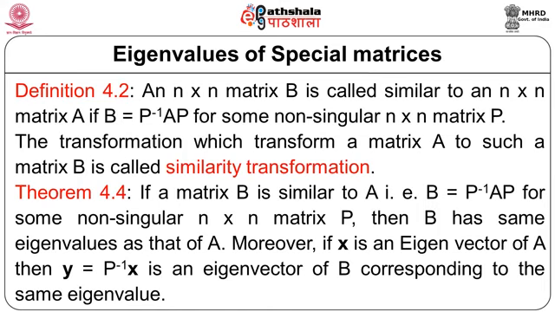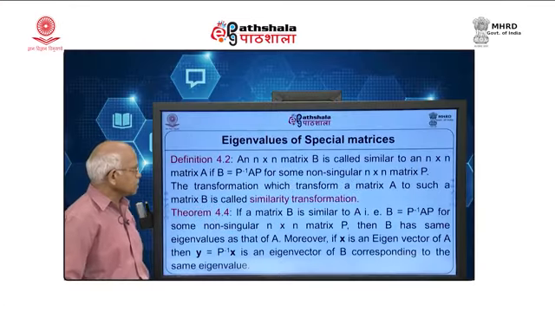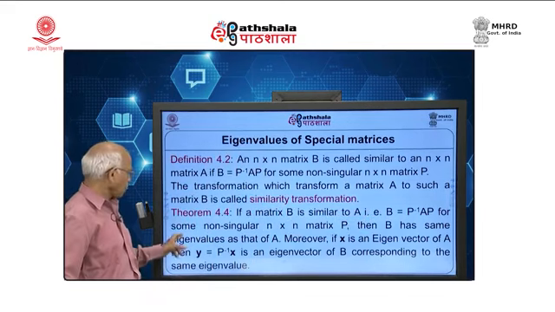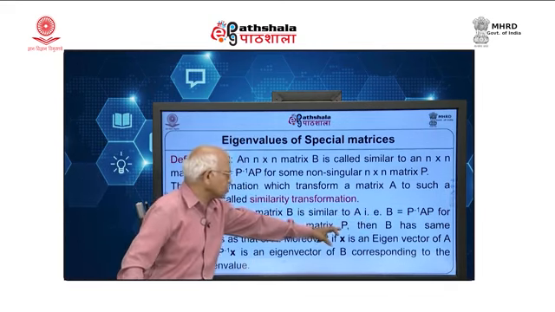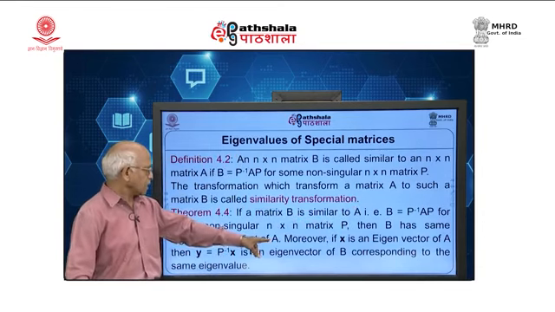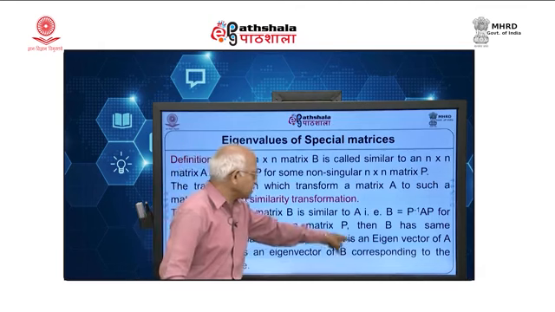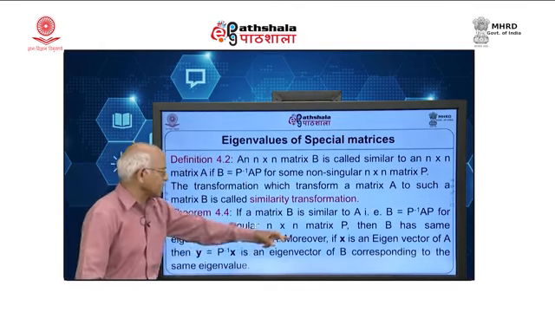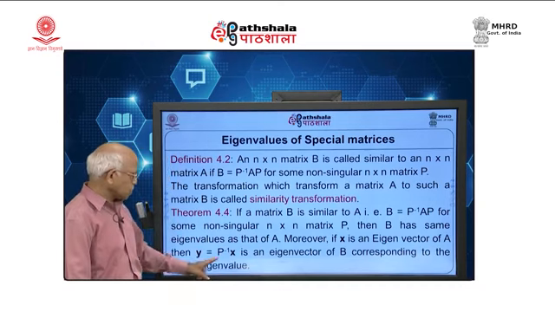Now, in the context of eigenvalues and eigenvectors, we have this theorem that if a matrix B is similar to matrix A, that is B equal to P inverse A P for some non-singular n cross n matrix P, then B has the same eigenvalues as that of A. And not only that, moreover, if x bar is an eigenvector of A, then y bar equal to P inverse x bar is an eigenvector of B corresponding to the same eigenvalue.